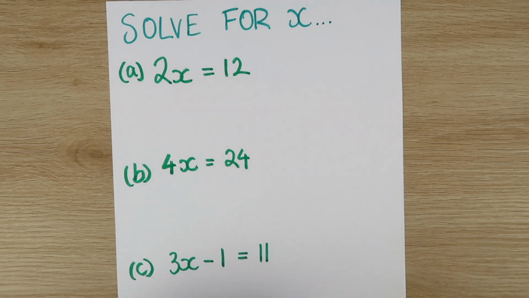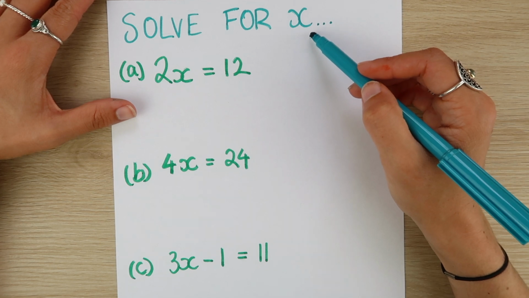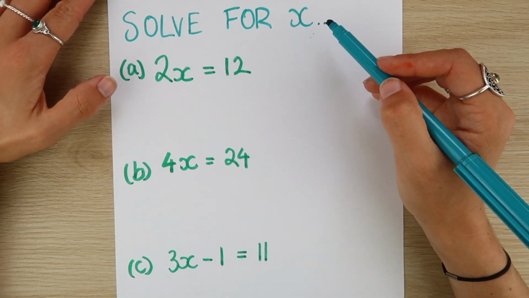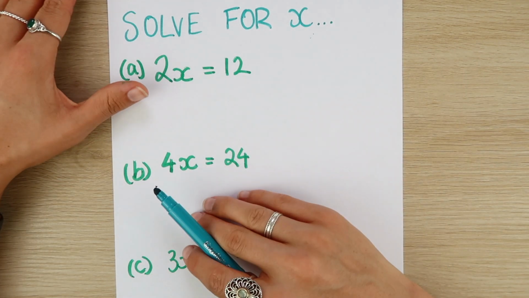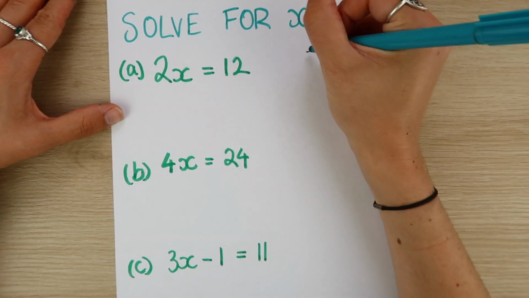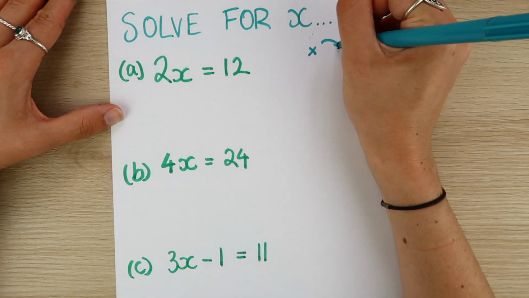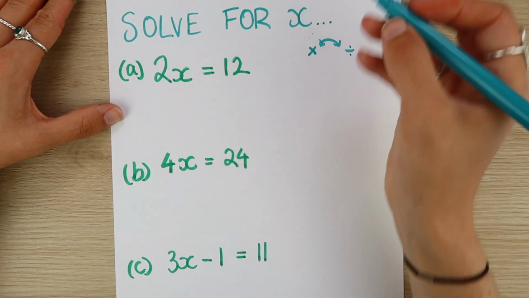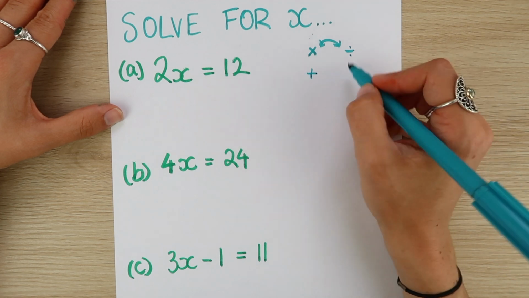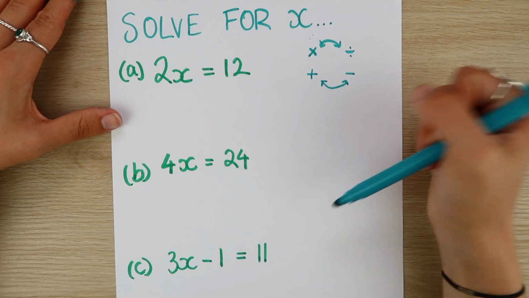2x is equal to 12. Now, this question has asked me to solve for x. Solving for x means that I'm trying to get x on a side by itself. I always want you to think of opposite operations. So if I've got multiplication, the opposite of multiplication is division. The opposite of adding is subtraction. Okay, so that's what we're going to use in these 3 examples to help us.